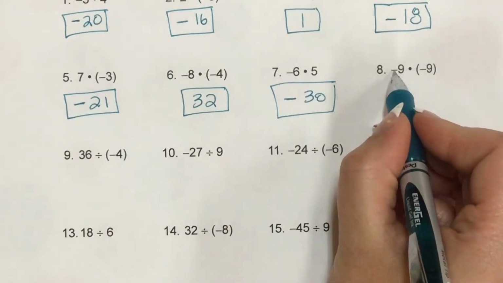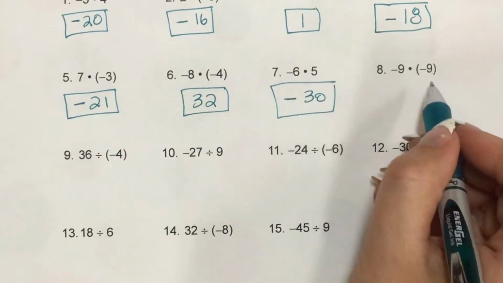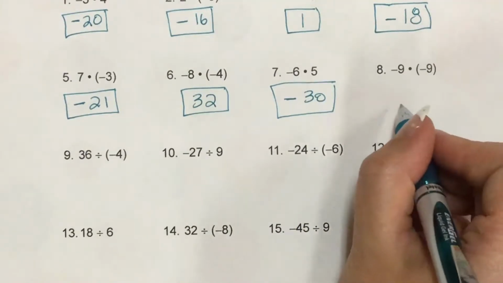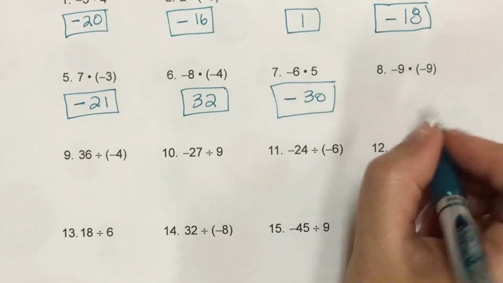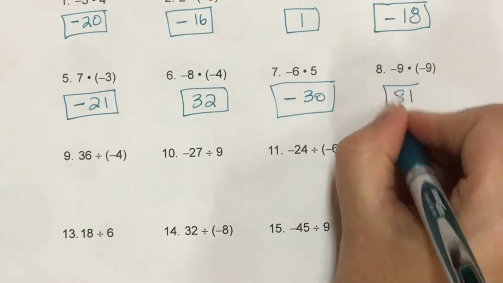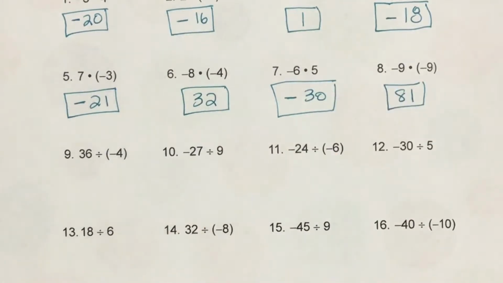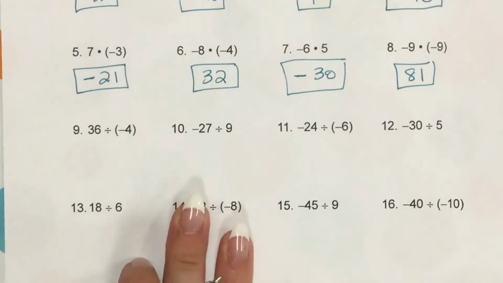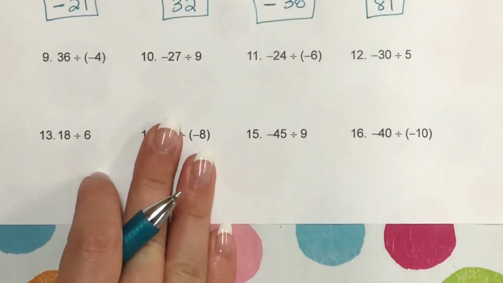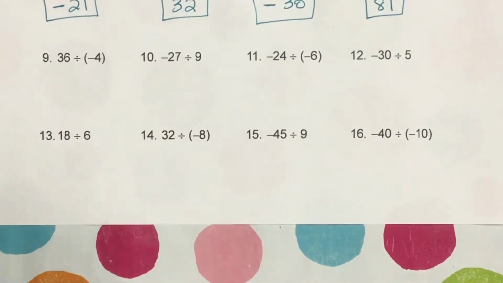Okay, so this is a negative, that's a negative. The signs are the same, which means our answer is going to be positive. So it's just 9 times 9, which is 81. Okay, let's move on to the division portion of this. We have 36 divided by a negative 4.